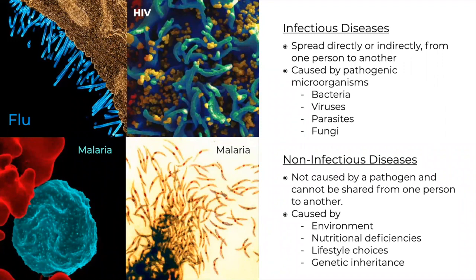Non-infectious diseases are also recognized as chronic diseases and can be caused by such factors as the environment, nutrition, and lifestyle, as well as genetic inheritance. The World Health Organization recognizes only 4 main types of chronic and non-infectious diseases: cancer, cardiovascular disease, chronic respiratory disease like asthma or chronic obstructive pulmonary disease, COPD, and diabetes.